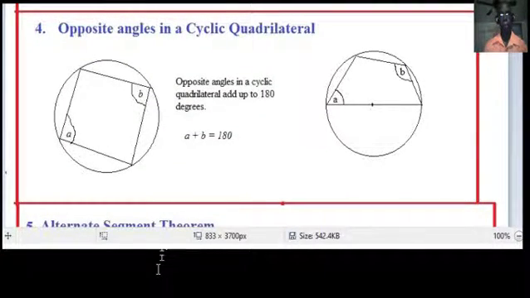Theorem 4. Opposite angles in a cyclic quadrilateral. Opposite angles in a cyclic quadrilateral add together to give a total of 180 degrees. In order for you to identify a cyclic quadrilateral, you must see 4 vertices touching the circumference of the circle. Now, angle A and angle B are 2 of the opposite angles in this cyclic quadrilateral. These 2 angles are supplementary angles, meaning they must add together to give a sum of 180 degrees.